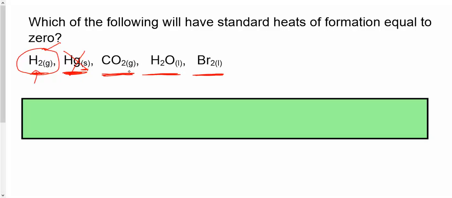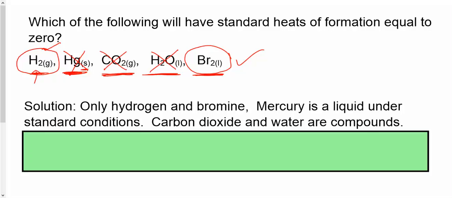Carbon dioxide gas, is that an element? No. Only elements in their standard state can have a standard heat of formation of 0. That also rules out water because it's a compound. How about bromine liquid? Is bromine a liquid under standard conditions? Yes. It's a diatomic liquid. So yes, 2 of these would have standard heats of formation of 0.